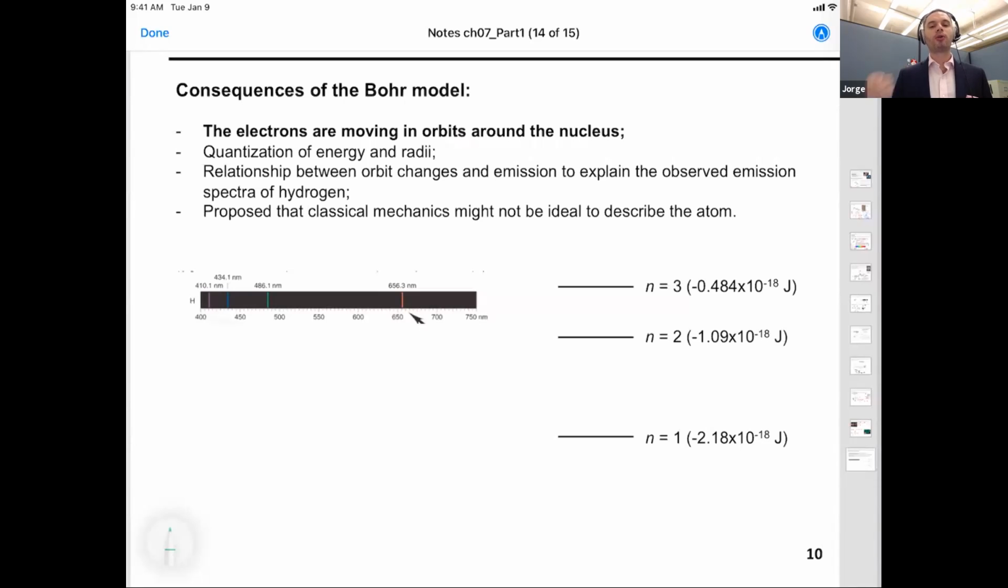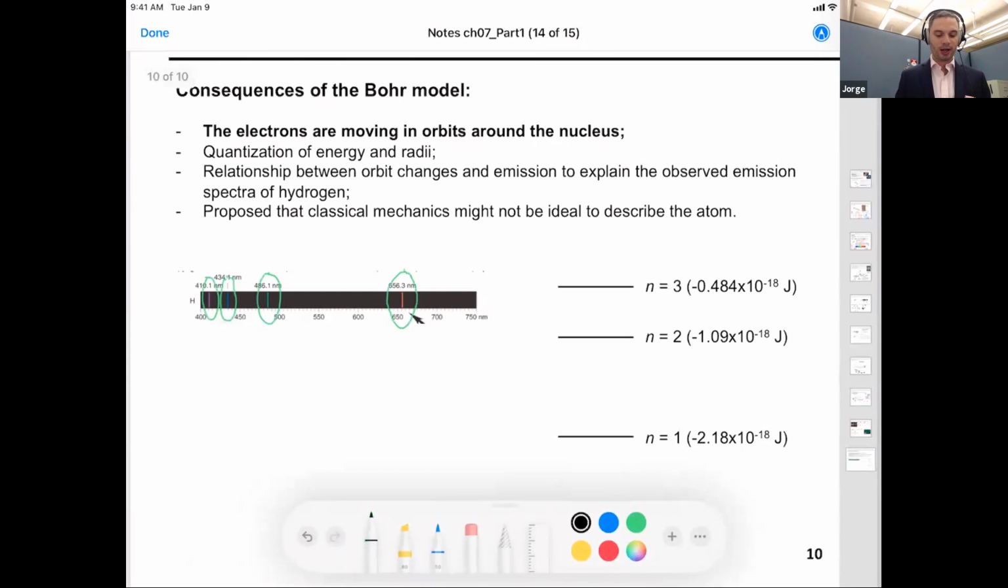And Bohr got to a conclusion that maybe the classical mechanics that he used in his model might not be ideal to describe the atom. Okay. The Bohr model is very useful to introduce the concept of shells and explains why we have very characteristic lines of emission for the hydrogen.